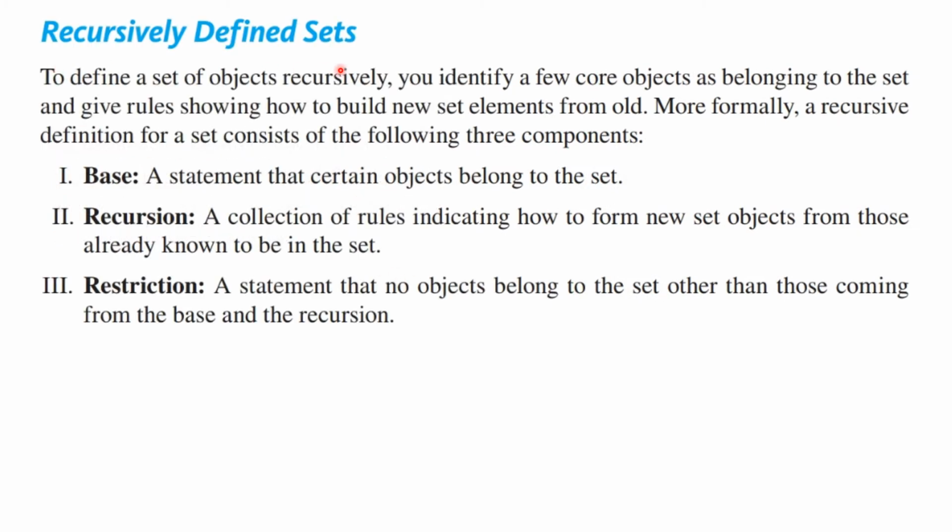Let's begin with recursively defined sets. To define a set of objects recursively, you identify a few core objects that belong to the set, and then give rules to show how to build new set elements from the old. More formally, then, a recursive definition for a set consists of the following three components. There's a base, a statement that certain objects belong to the set; a recursion, a collection of rules indicating how to form new set objects from those already known to be in the set; and a restriction, a statement that no objects belong to the set other than those coming from either the base or the recursion.